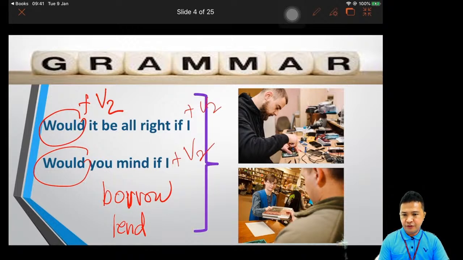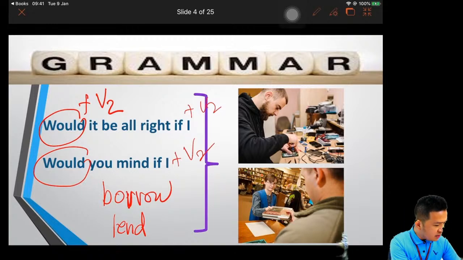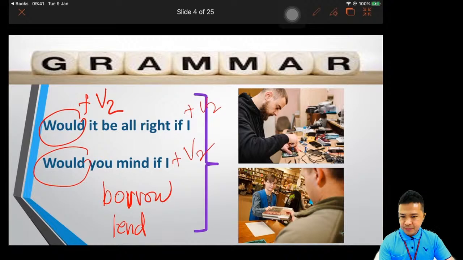Okay, number 4 from room 7. "Would it be alright if I fixed your cell phone?" I will consider that, number 4. Okay, Chayapat from room 8. "Would you mind if I borrowed your book?" Very good, that's correct. Okay, Chayapat, you got 5 points for today. "Would you mind if I borrowed?" With ed, that's correct, exact. That's an exact answer. I still need 2 more answers.